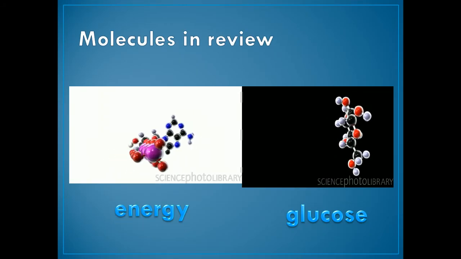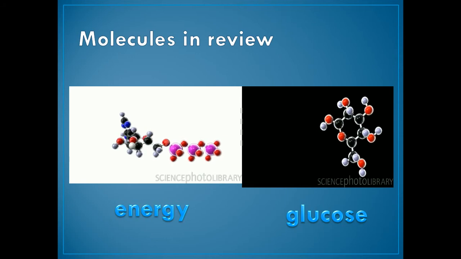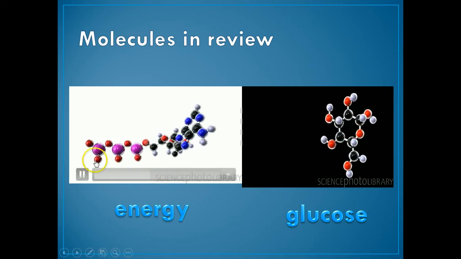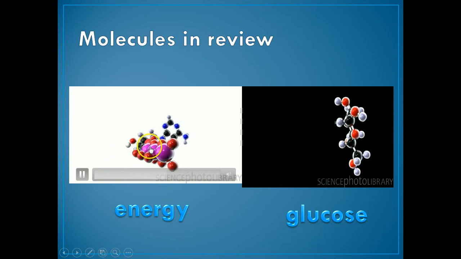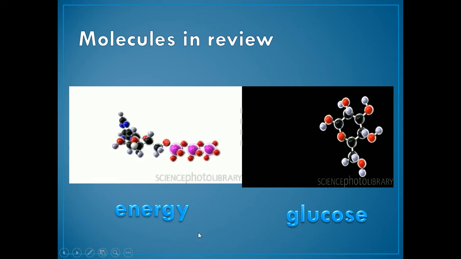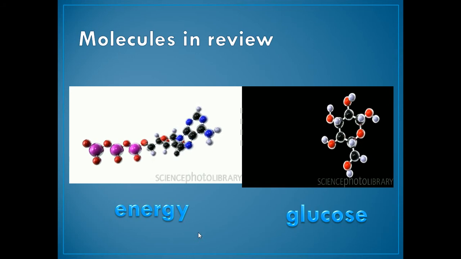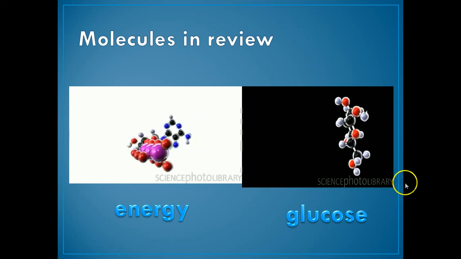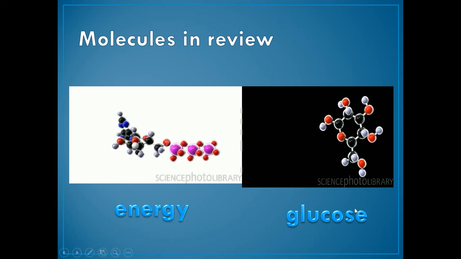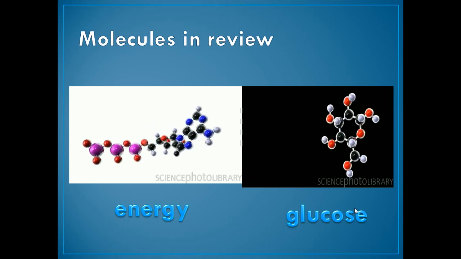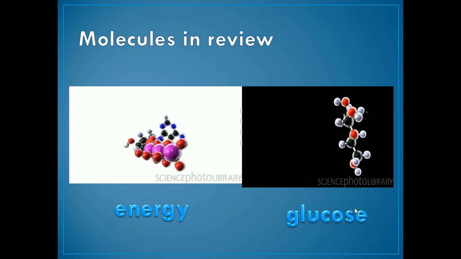Then we move on to some bigger molecules. We have an energy molecule, also known as ATP. The phosphates, these purple and red atoms at the end here, that's where the energy comes from. And then glucose. Glucose is a form of sugar. All the basic sugars in your food get broken down into glucose.